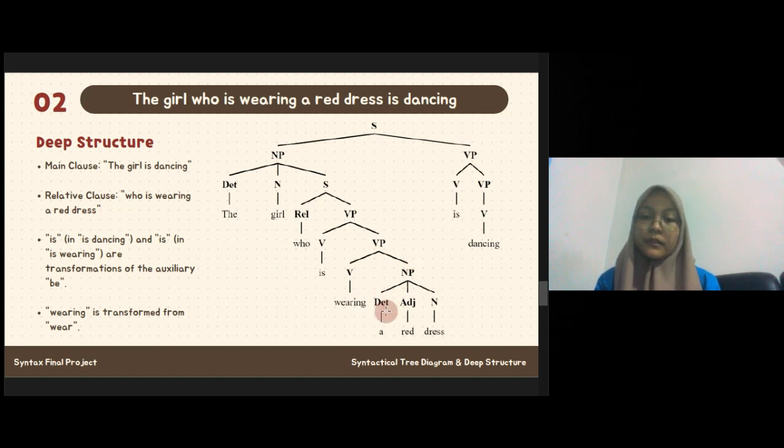Below the noun phrase, there is a determiner a, adjective red, and noun dress. Then let's see the other nodes. The verb phrase. Below the verb phrase, there is a verb is, and then there is a verb dancing.